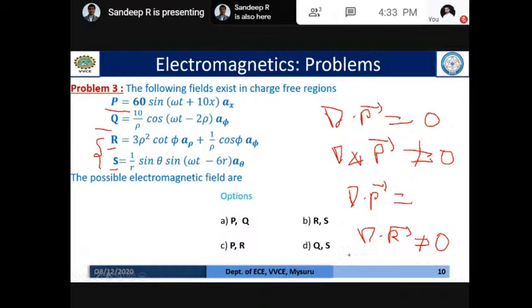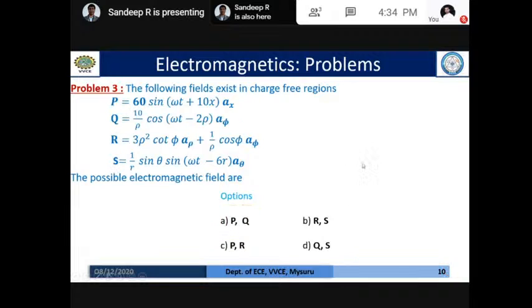Similarly, for the fourth one, if you calculate del dot S, again it will not be equal to 0. So from this, you can come to the conclusion that the first two, that is P and Q, are possible electromagnetic fields. You have to calculate divergence and curl for the equations and check whether they satisfy Maxwell's equations or not. So P and Q are the ones which satisfy Maxwell's equations, so they represent the possible electromagnetic field.